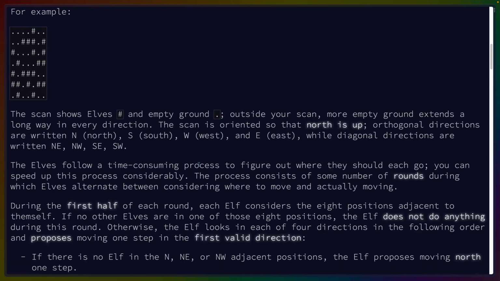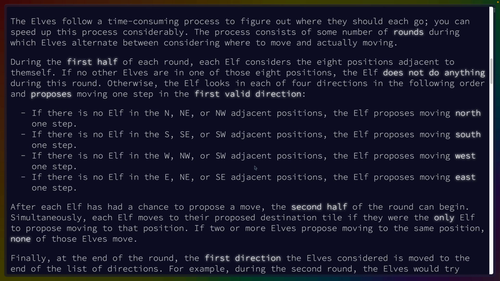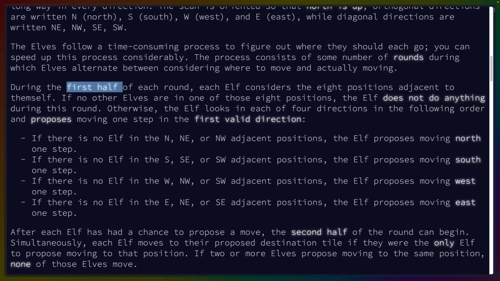The elves follow a time-consuming process to figure out where they should go. Okay, speed up this process considerably. The process consists of some number of rounds during which elves alternate between considering where to move and actually moving. First half of each round, each elf considers the 8 positions adjacent to themselves. If no elves are in one of those 8 positions, the elf doesn't do anything. Otherwise, the elf looks in each of 4 directions in the following order and proposes moving 1 step in the first valid direction. So if there's no elf in the north, northeast, or northwest, then north, similar for the other 4.